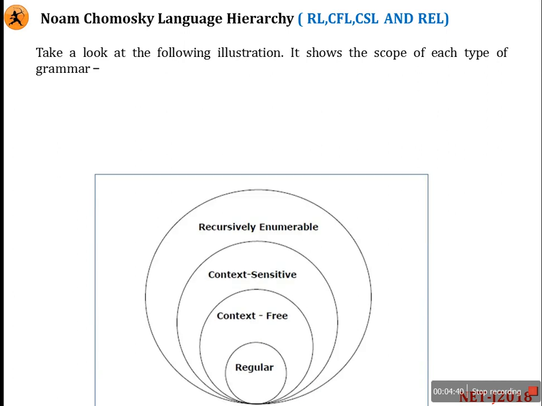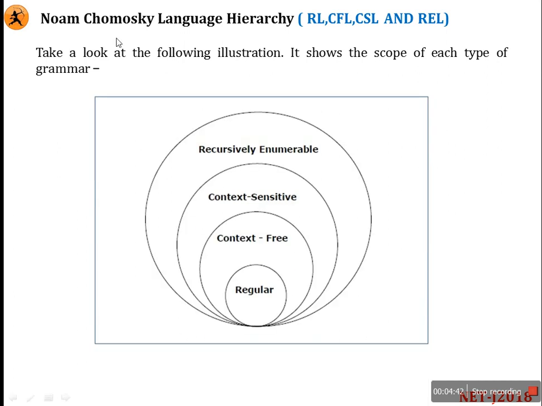Then, before understanding the machines in detail, first of all we will go to Chomsky, one more of the greatest mathematicians or philosophers, Noam Chomsky. He derived the types of language. Means what? We call this the Chomsky hierarchy of languages. Here the regular language is a small circle, this represents the regular language.